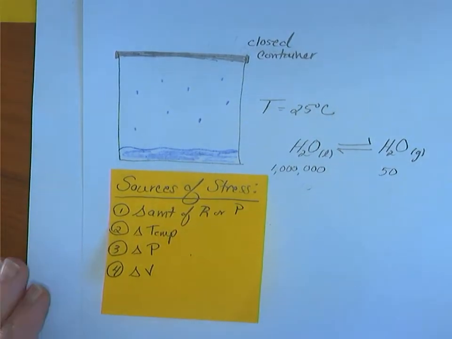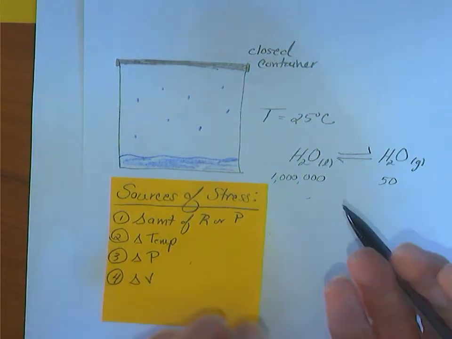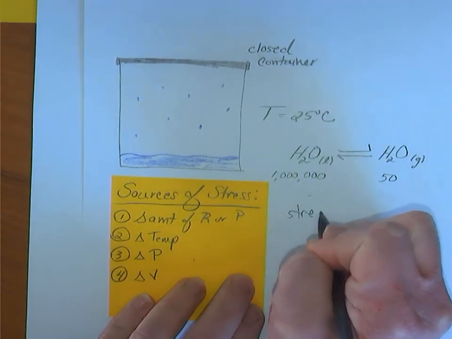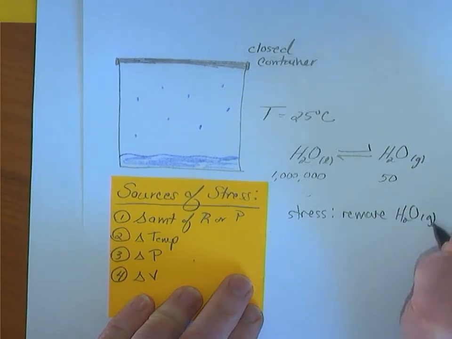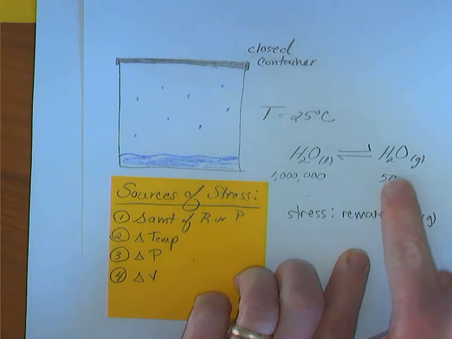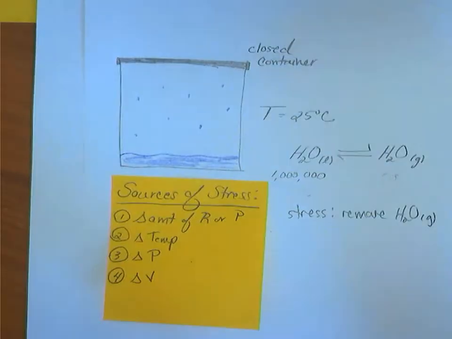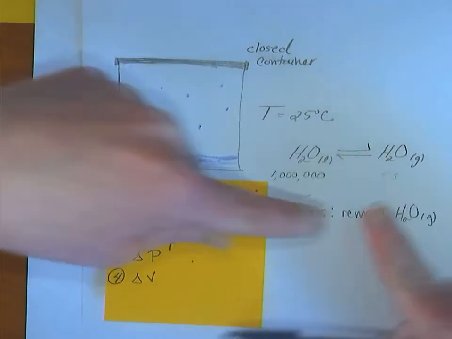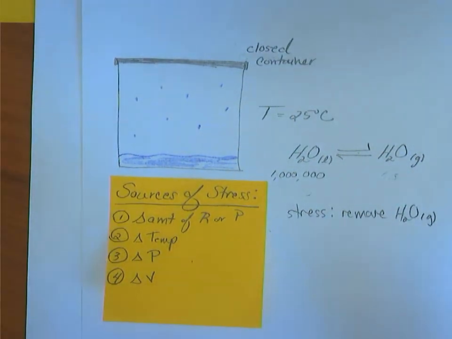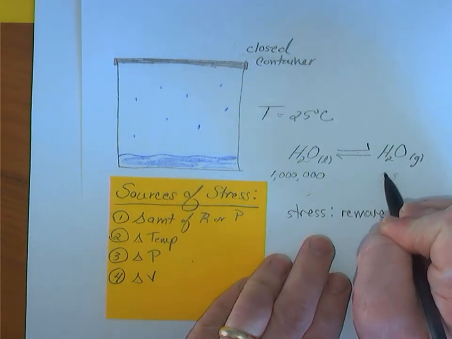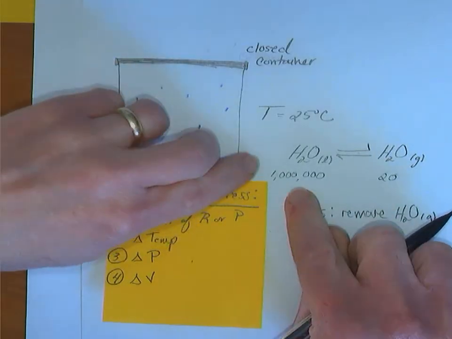Let's exert a stress. So let's say that the stress is we are going to remove some of the water vapor. Well, if you remove product, then the balance is no longer there. And so the ratio is out of whack. Even if we would just remove, let's say, just a little over half. So let's say that we then have 20. With this temperature, we should have a ratio of 1,000,000 to 50.